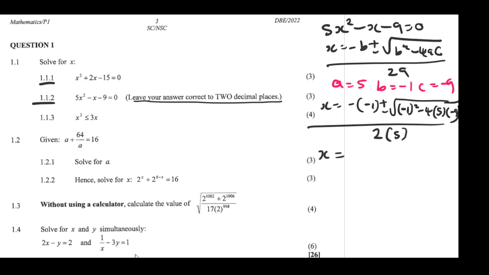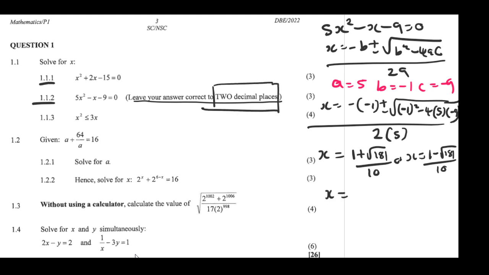Punch that in your calculator, and you should get x in surd form: x equals 1 plus the root of 181 all over 10, or x equals 1 minus the root of 181 all over 10. But we are asked to write in 2 decimal places, so x is supposed to equal 1.45, or x equals minus 1.25. So these are your 2 solutions for this problem. Anyways, we are done.